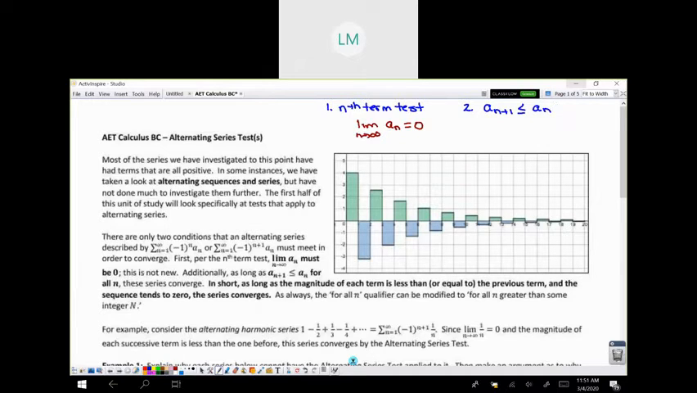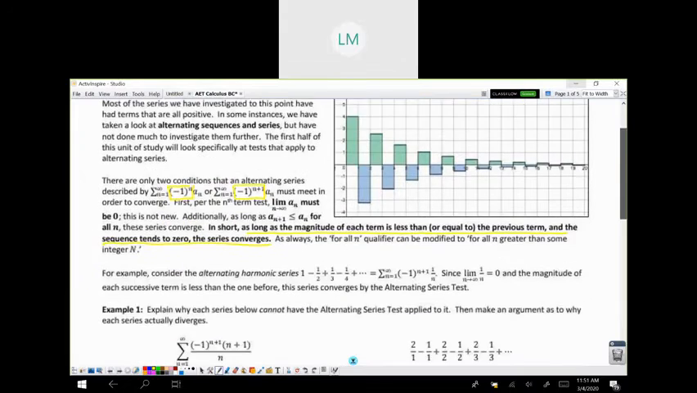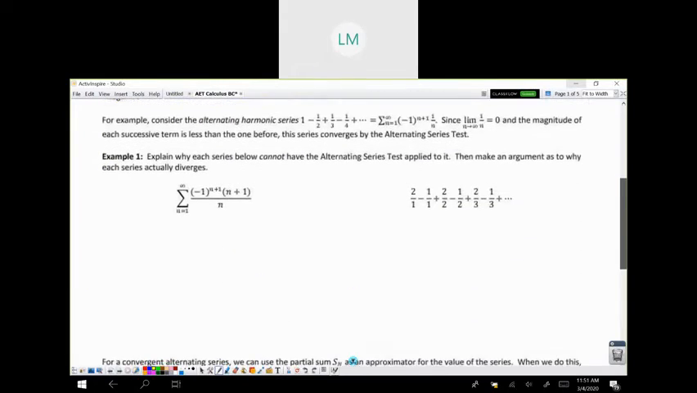Now, one thing to note, this negative 1 to the n, or negative 1 to the n plus 1, is not part of the nth term. So we are ignoring that at first. Now, what this second step says is that as long as the magnitude of each term is less than or equal to the previous term, and the sequence tends to 0, the series converges. All right, so let's look at an example here.